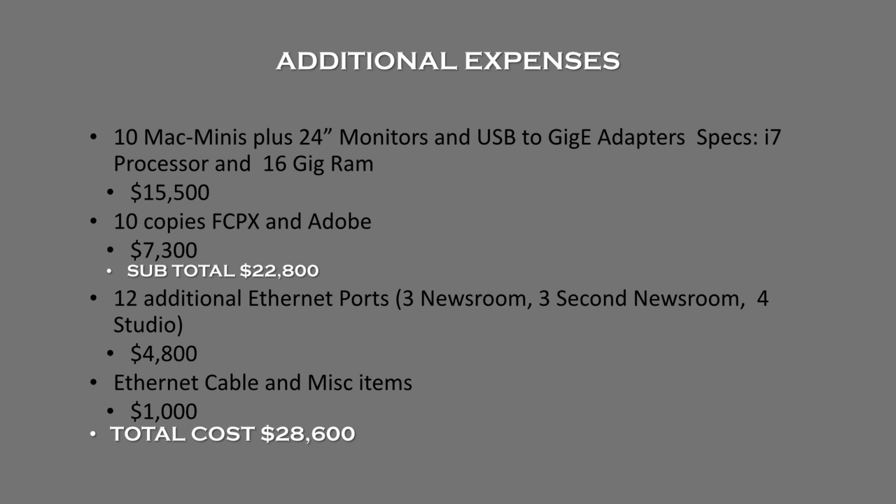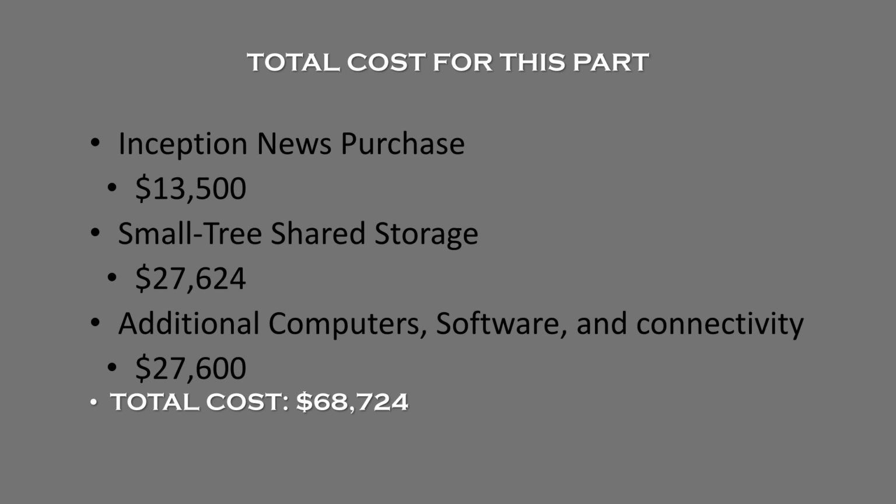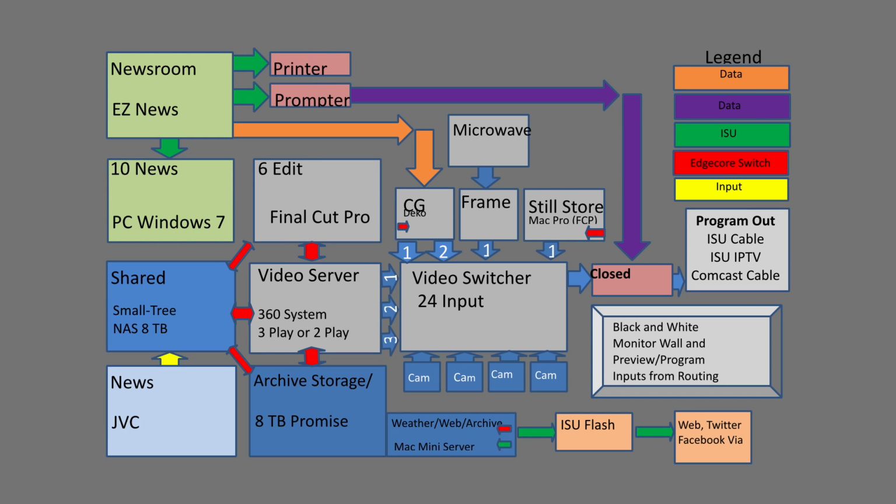In addition to that, I would need some Ethernet cable to run for my video network, and that comes out to about $1,000. The grand total for the additional equipment would be about $28,600. So that leads us to the total cost of this part of the technology upgrade. $13,500 for the Inception News, $27,600 for the small tree shared storage. So the total cost of that portion of the upgrade would be about $70,000.